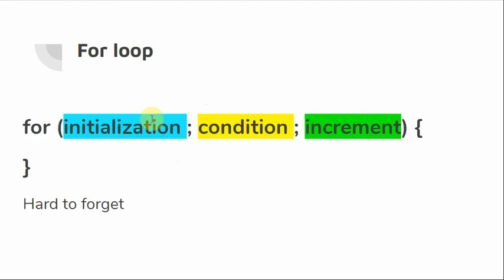In the case of the for loop, we provide all these parts right from the beginning: what you want to initialize, what condition you want to use to break the loop, and how the increment will work. So now it's hard to forget the increment part because there are 3 parts to it.